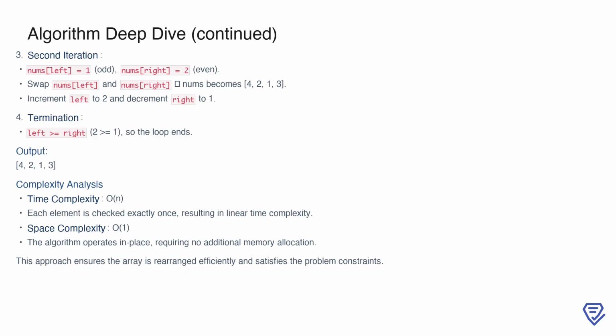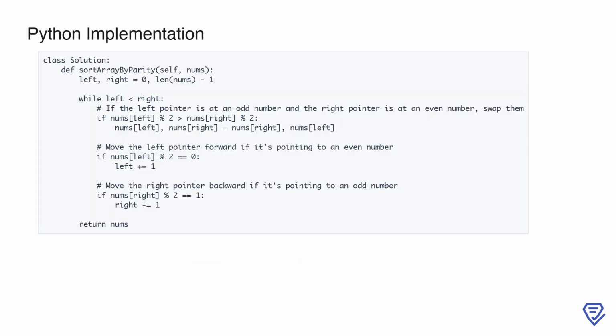In terms of complexity, the time complexity is O(n), since each element is checked exactly once, and the space complexity is O(1), as the algorithm operates in place without additional memory. This approach is both efficient and straightforward, ensuring that the array meets the problem's constraints in the most optimal way possible. The provided solution for LeetCode problem number 905, Sort Array By Parity, uses a two-pointer approach for rearranging the elements in the array such that all even integers appear before all odd integers. This algorithm operates in O(n) time complexity and performs the rearrangement in place, optimizing space usage.